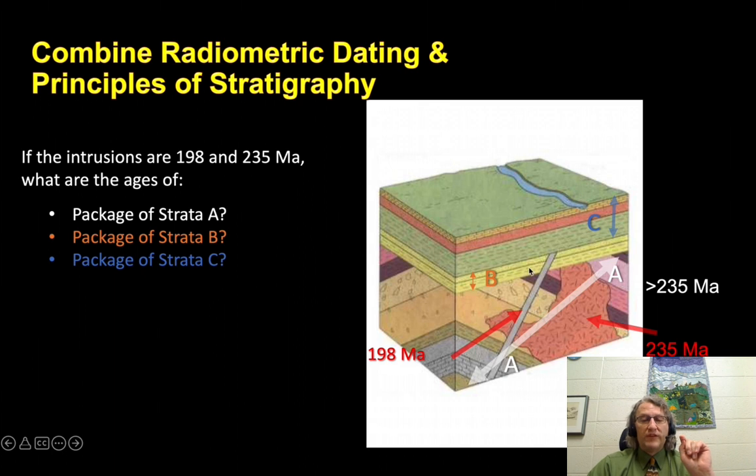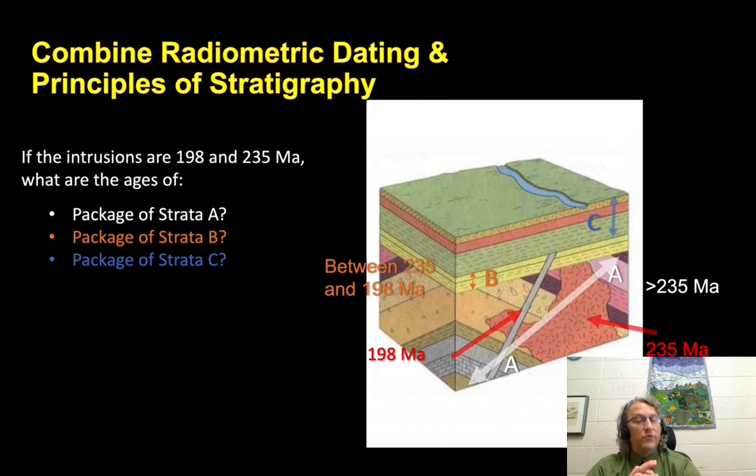How about these strata, strata B? Well, remember that this is an erosional surface at the base of B, and it cuts through this pluton, this body of igneous rock, which is 235 million years old. So it has to be younger than 235. It is also cut across by this igneous unit, 198 million years old. So that tells us it's between 198 and 235. Now, was it exactly one half the time in between, or is it closer to one or closer to the other? We don't know, but we know it's between 198 and 235.